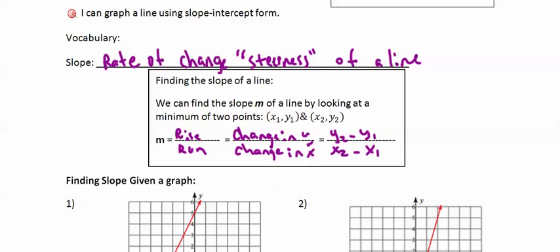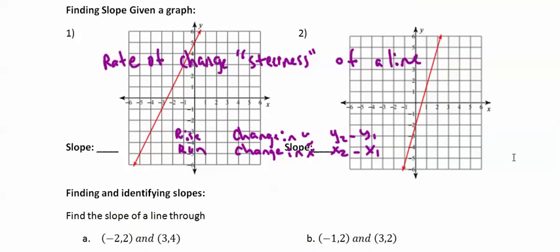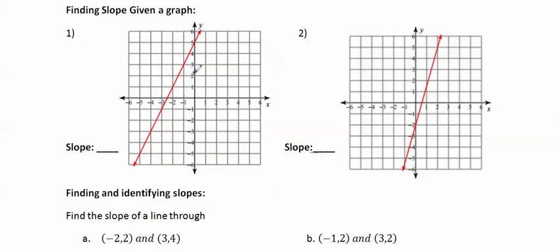Okay, so to actually find the slope, if we're given a line, we can take it directly off the graph using that rise over run. I want to find 2 points on my graph and compare how far away they are vertically versus how far away they are horizontally. So basically a change in y over a change in x.